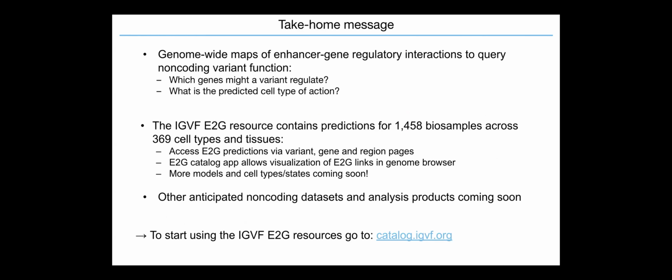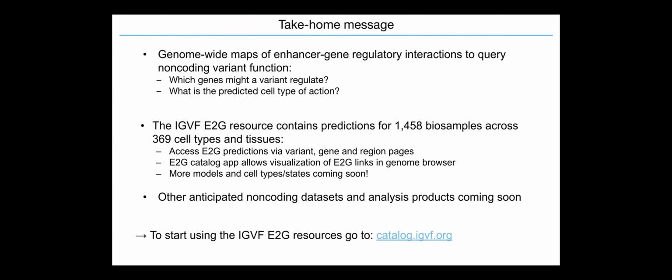So to conclude and to summarize what we've seen in this presentation, I've shown you that we can use genome-wide maps of enhancer gene regulatory interactions to quickly query non-coding variant function and make hypotheses about which genes might be regulated by a variant and in which cell type that regulatory interaction might take place. The IGVF E2G resource in the catalog currently contains predictions for roughly 1,500 biosamples that span more than 350 different cell types and tissues.